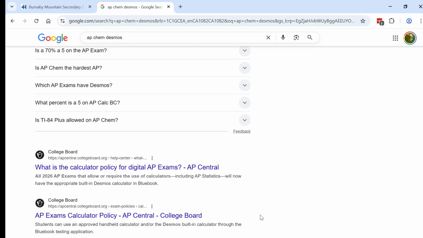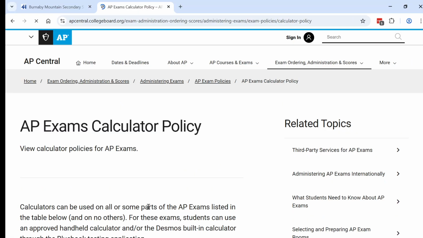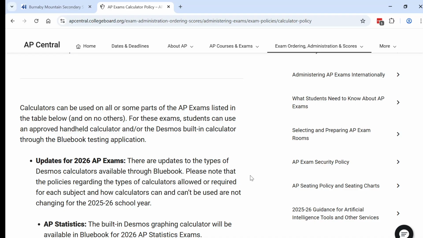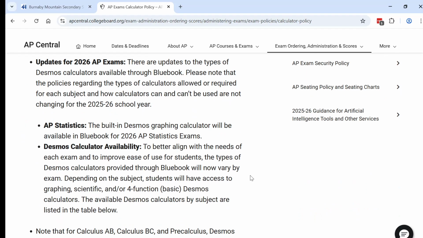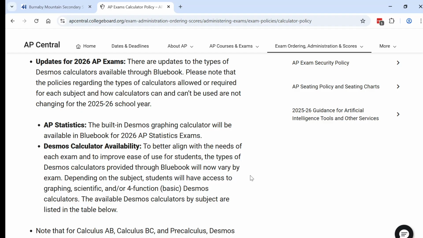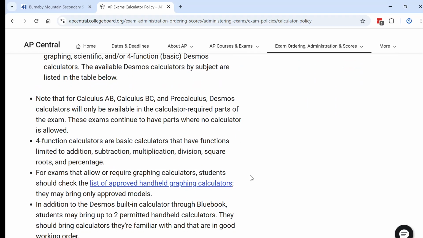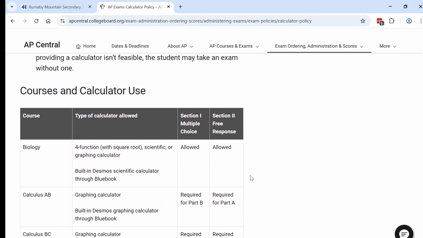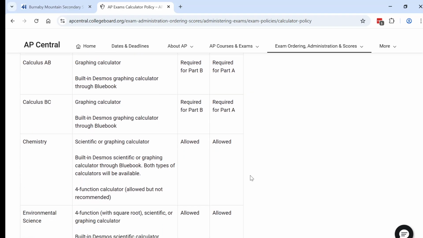You know what? I'm going to have to look up the AP exams calculator policy. There are updates to the types of Desmos calculators available through Blue Book. AP Stats, built-in Desmos graphing, okay. Calculus, yada, yada, yada. Chemistry, built-in Desmos scientific or graphing calculator through Blue Book. Both types of calculators will be available. I would advise bringing your own just as a backup in case. Okay, there we go.